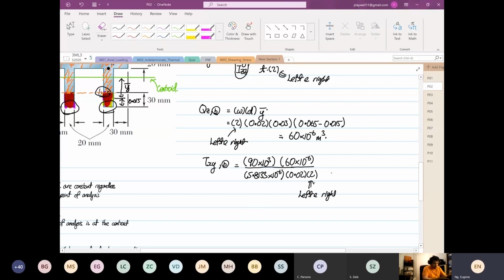Okay, so this will be equal to 90 times 60 to the power minus 6, divided by 5.8133 to the power minus 6, divided by 0.02 divided by 2, which is equal to 23.222 times 10 to the power 6 Pascal. Okay, so that is your stress at point B.